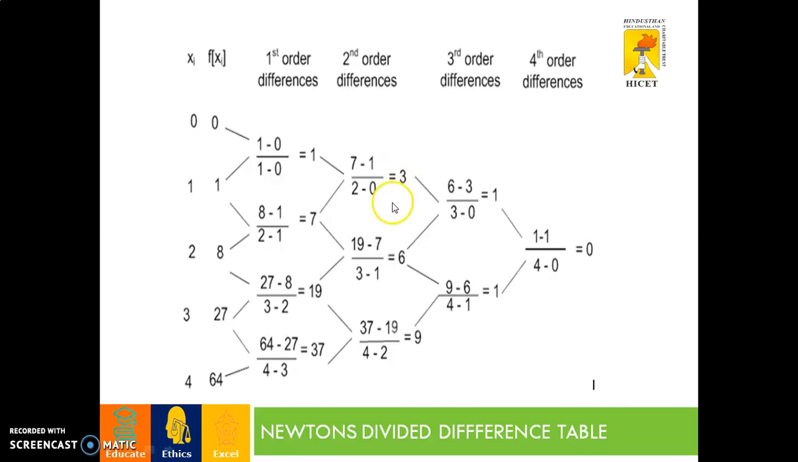To form the second order differences, subtract 7 - 1 and divide by 2 - 0. Then 19 - 7 divided by 3 - 1 and so on. The second order differences are denoted by del square. The third order differences are denoted by del cube, that is f(x0, x1, x2, x3), and so on.